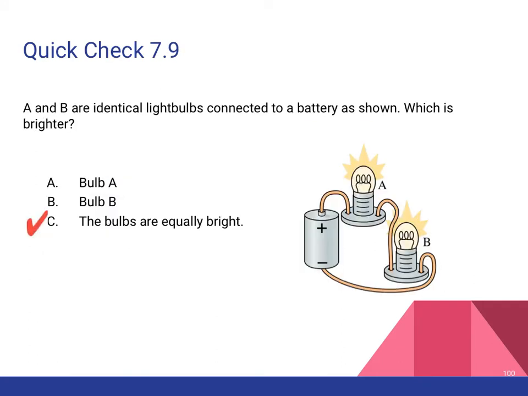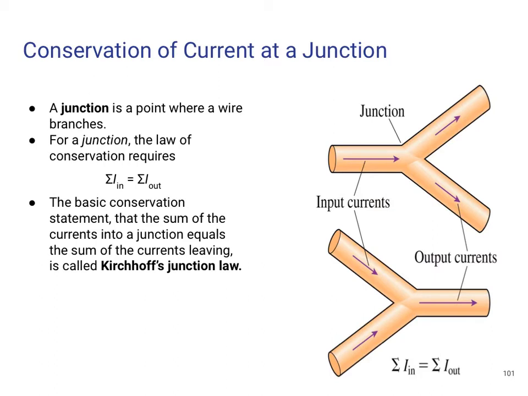Another quick check here. Sorry, I got the answers already marked. A and B are identical light bulbs. We talked about this in the last section. There is a continuity law that says the electrons flowing must be constant everywhere throughout the circuit, which means that bulbs A and B are going to get the exact same brightness.